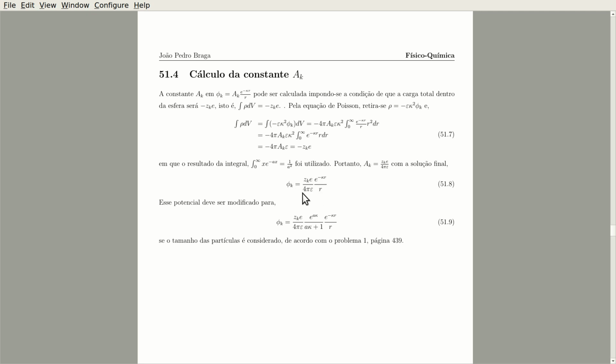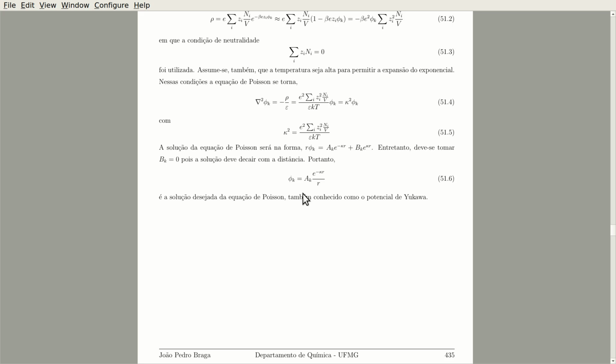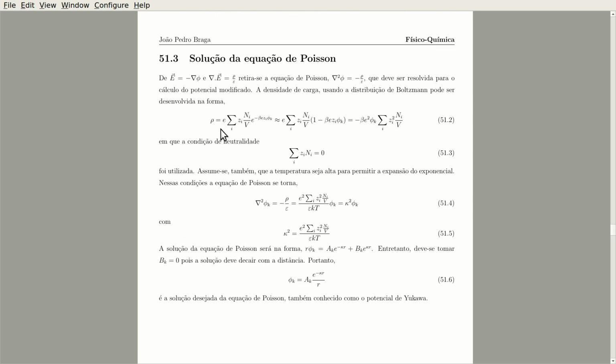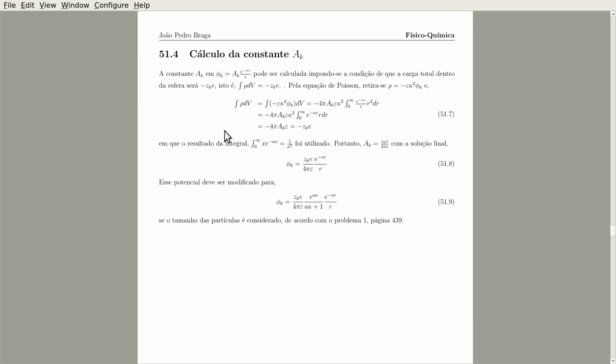So you get this expression, the final expression for the Debye-Hückel approximation, for the Poisson solution actually, under this charge density that we have assumed before. For this charge density, we get this solution. But here we have not considered the size of the particles. We integrate from 0 to infinity. If you consider the size, this expression has to be changed to this one, as we are going to see in problem 1 later on in this chapter.